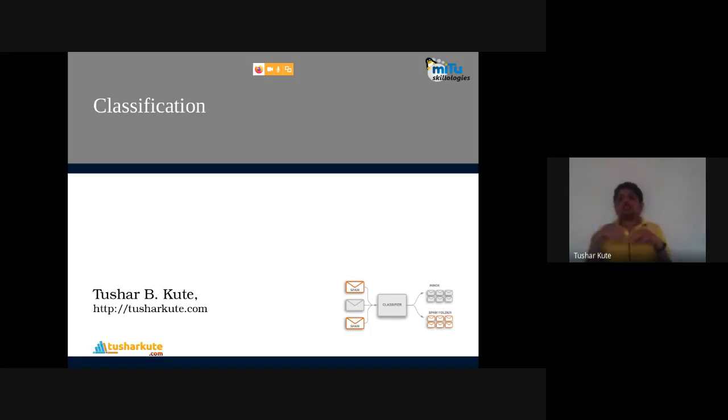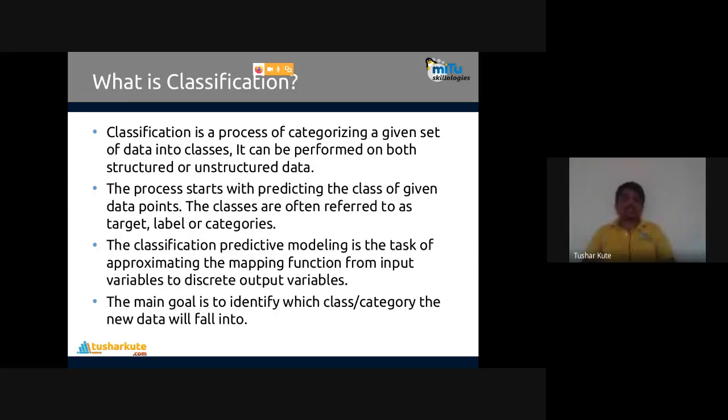These algorithms are used to do predictions. They are used to do predictive analytics on the given data. That's why they are called supervised learning. Now let's see classification in detail: what classification is and how it is evaluated, step by step.